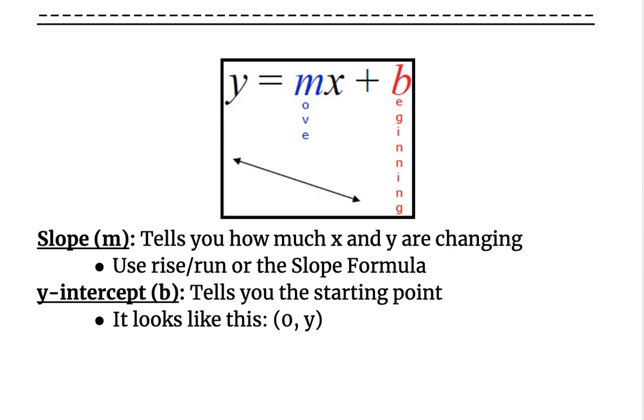The b in y equals mx plus b can stand for beginning. So the y-intercept tells you the beginning or the starting point. That's going to be where it touches the y-axis. So the point is going to look like 0 for the x value and then the y value as your y-intercept. So be sure you have this in your notes before we move on to some examples.